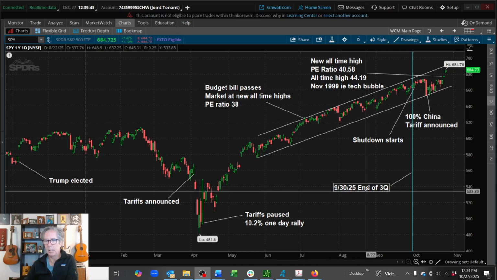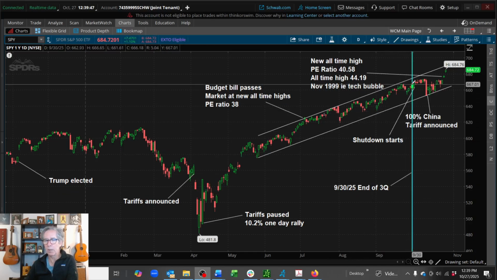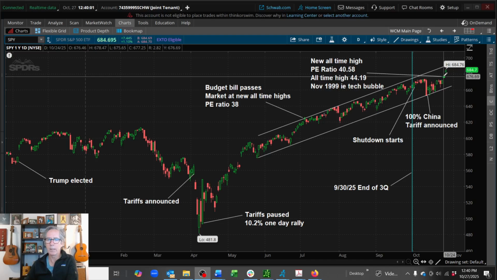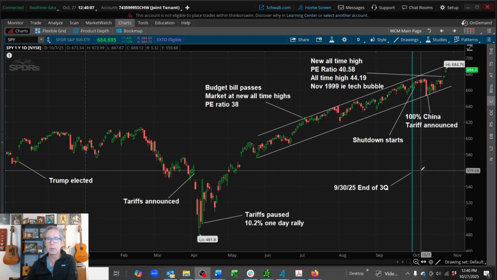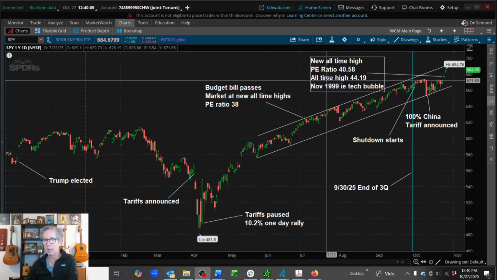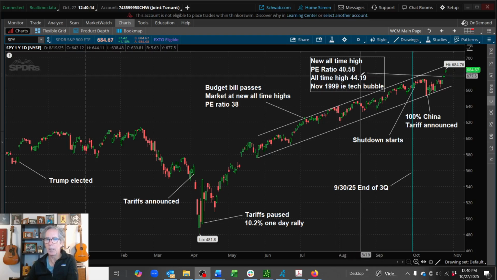We had the end of the quarter right here, so we're at all-time market highs, and you can see from the little bit of the fourth quarter that we had another tariff announced on China and a very quick recovery. Last Friday we had a gap up to a new all-time market high, and today the market's very strong, up about 1%. So I'm going to address this in a second. PE ratios are very, very high. The all-time high was 44 back in 1999.